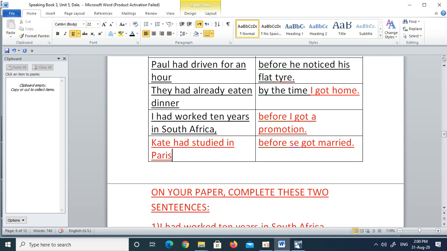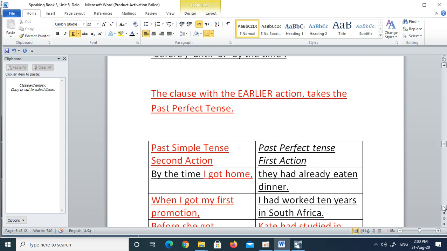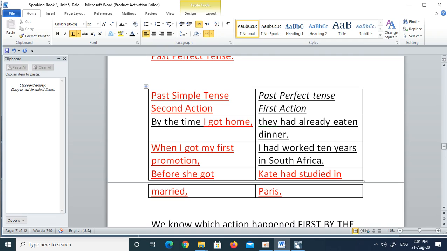So what we are saying, you can either say they had already eaten dinner by the time I got home. Kate had studied in Paris before she got married. Or you can say it the other way around. By the time I got home, they had already eaten dinner. Before she got married, Kate had studied in Paris. You can say I had worked 10 years in South Africa before I got my first promotion, or you can say when I got my first promotion, I had worked 10 years in South Africa.